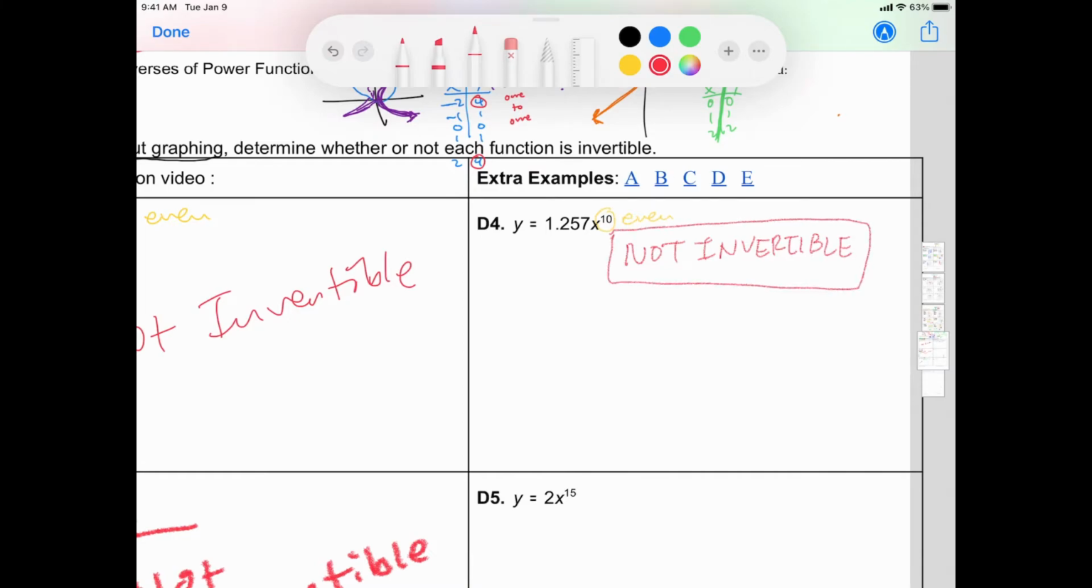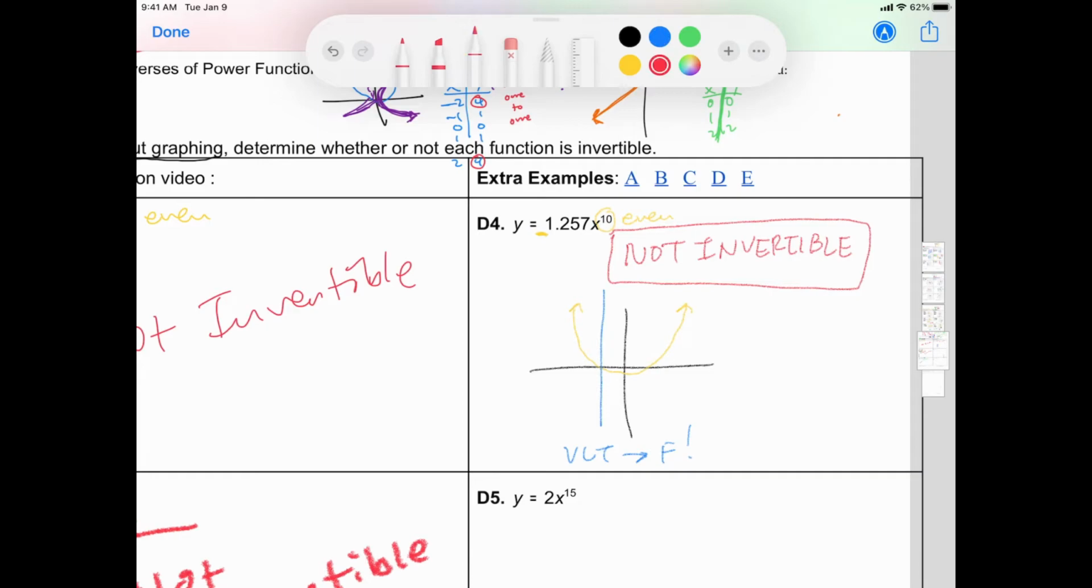Here's another explanation, not only in the intro video about not being one-to-one. If you just did a quick graph of this, even degrees start up, end up. This one has a leading coefficient that is positive, right? 1.257 is positive, so they start there. And you'll notice that it passes the vertical line test. So that means it is a function.